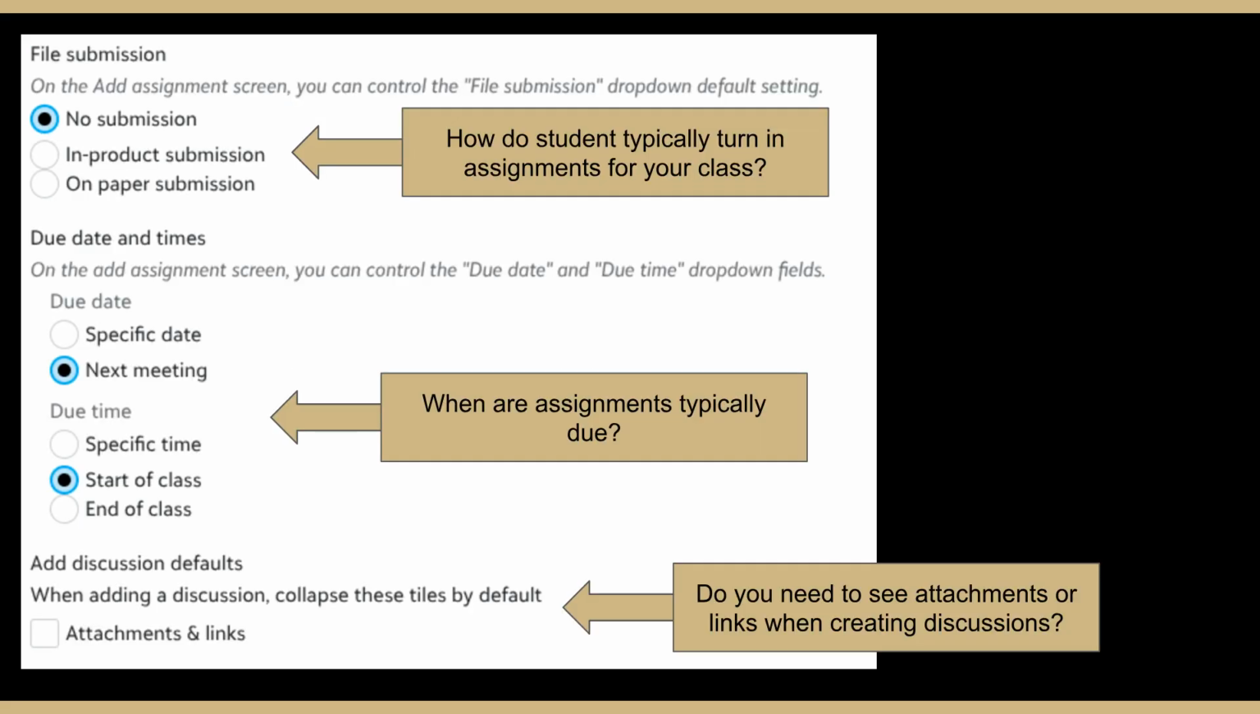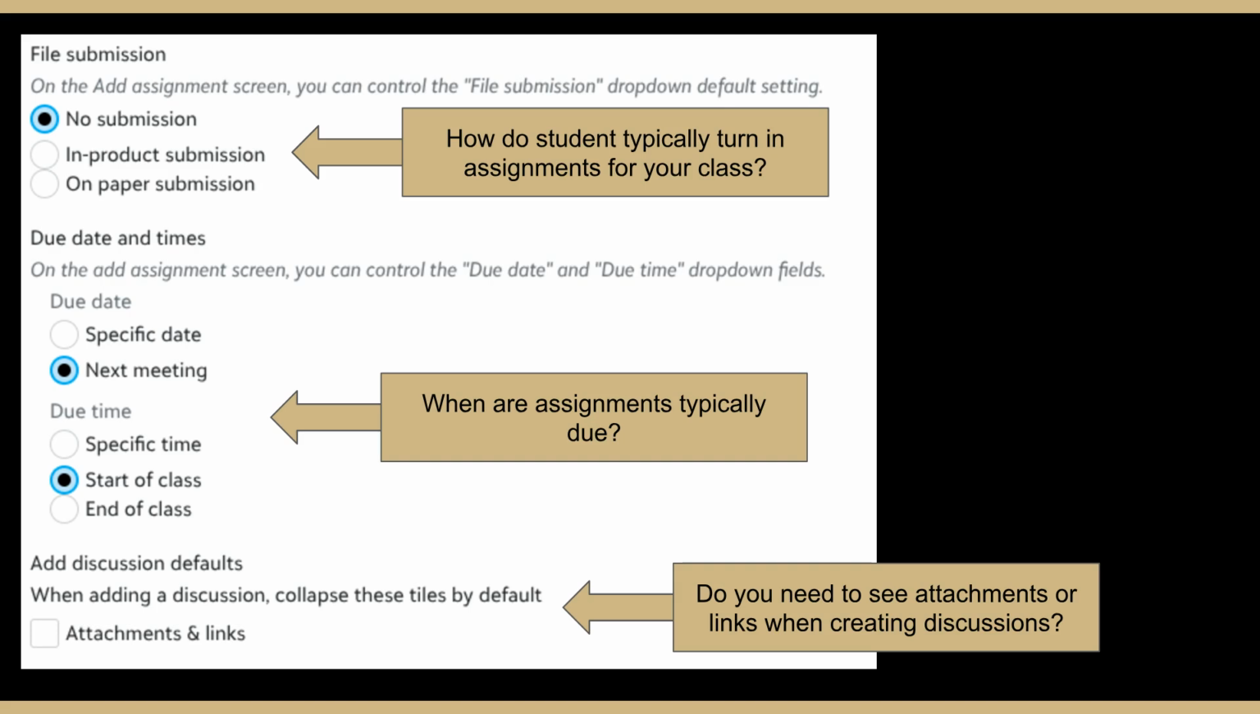Scrolling down a bit, there are some preferences you may want to set to save you time during assignment creation. If you will have students submitting most of their assignments digitally on the hub, you may want to select in-product submission. If most of your assignments are on paper, check on paper. You can always change this when creating an assignment that doesn't follow a typical pattern, but it can be a time saver when most assignments follow a typical submission type.